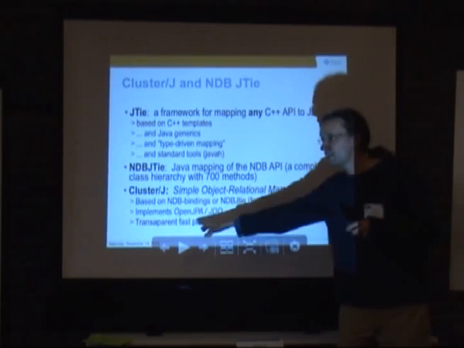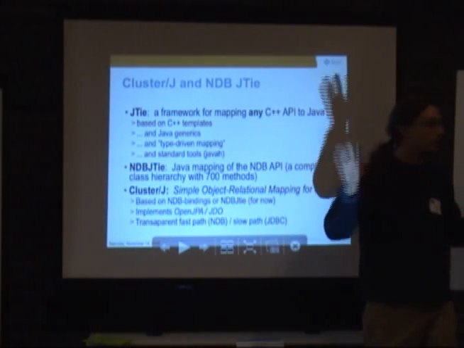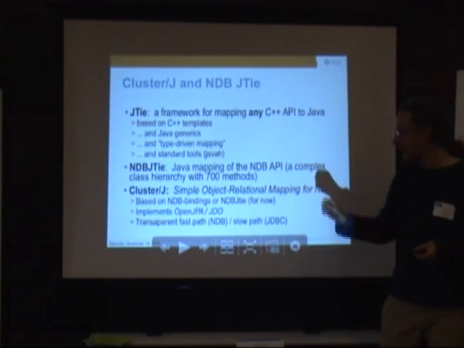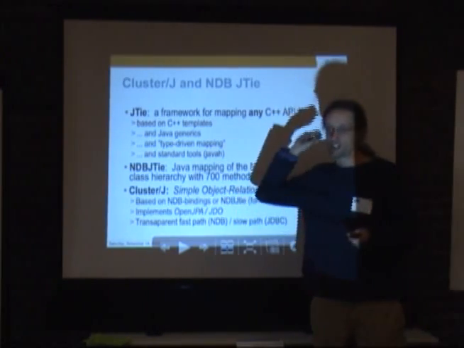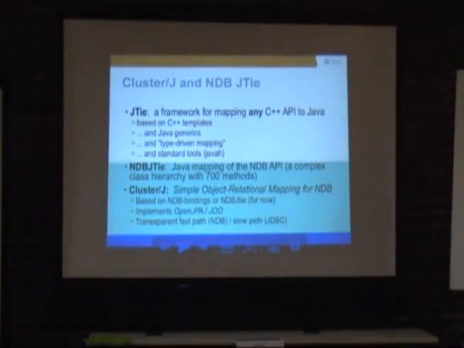Maybe it goes through the fast path of NDB. Maybe it goes through the slow path of JDBC. The developer never sees the difference, and that means this API looks exactly like JDBC, the way it gives you the data, and the way it does it. Thank you.